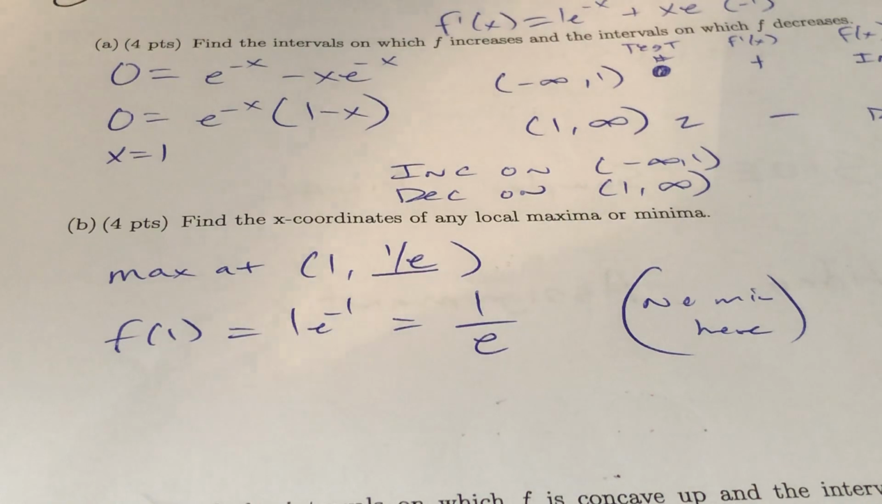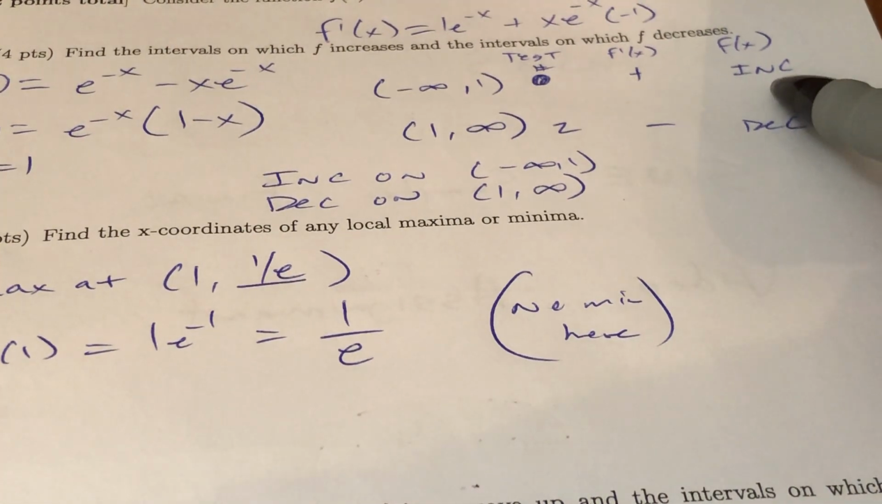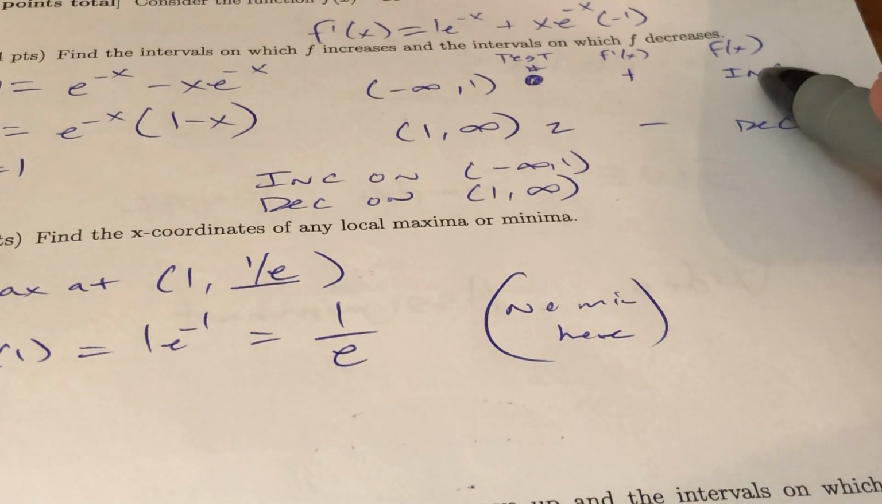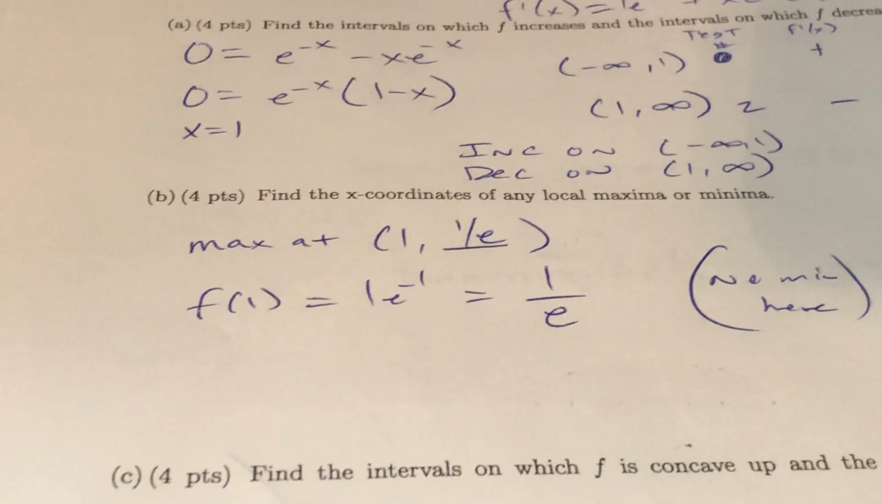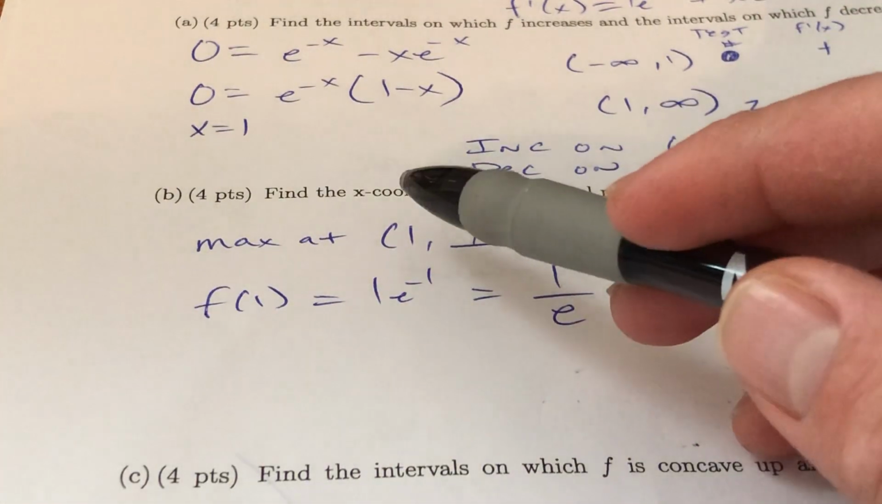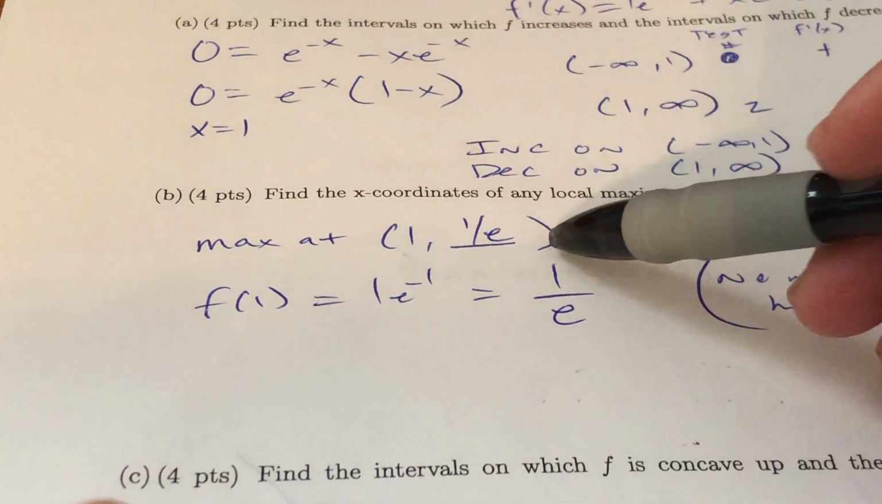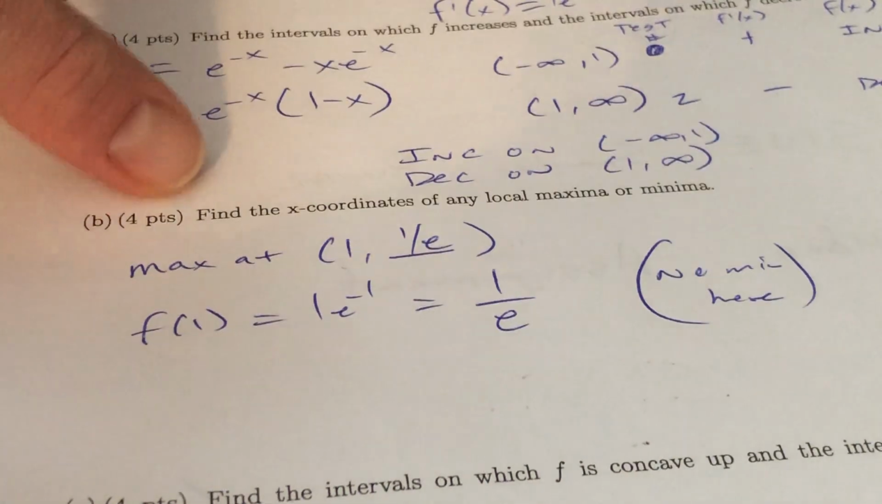So folks, this only has a max. It goes from increasing to decreasing. Just one transition point at 1, so it only has a max. There is no min. There is a max at 1, so plug 1 in for x. We get 1 times e to the negative first, which is 1 over e. There's no minimum here. That can happen.